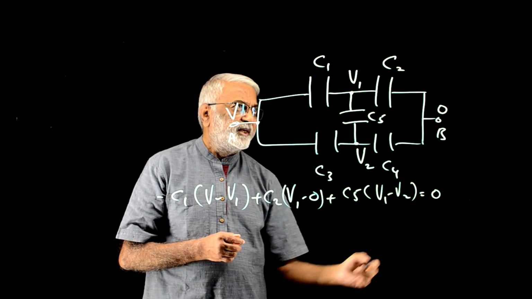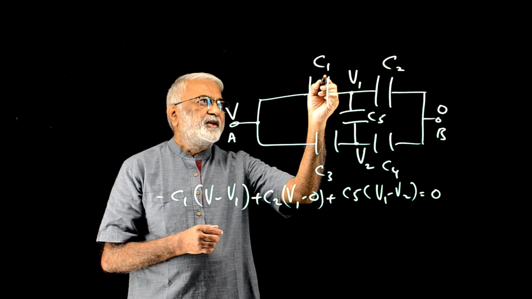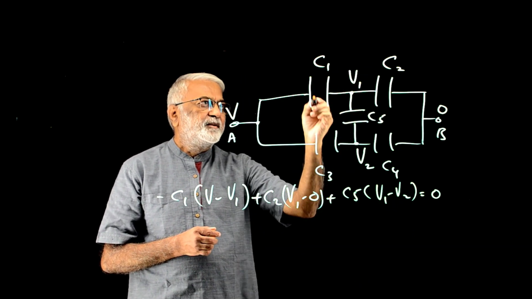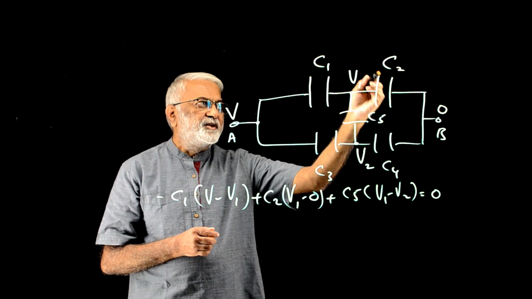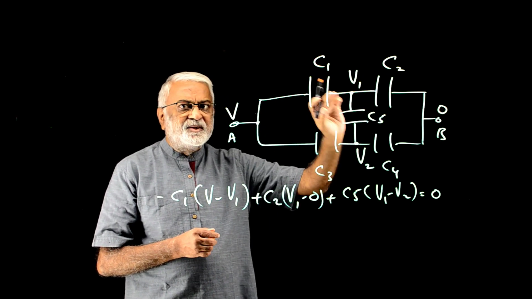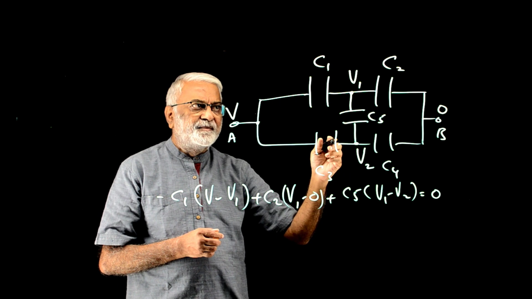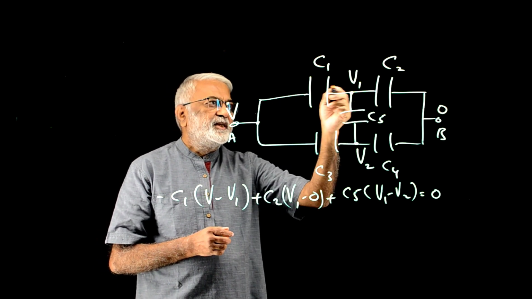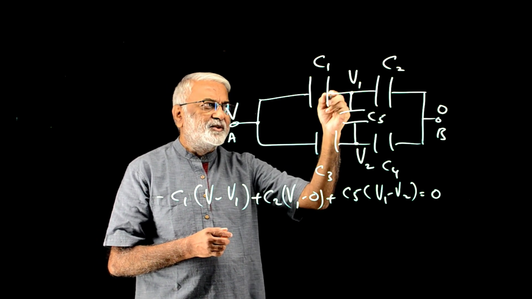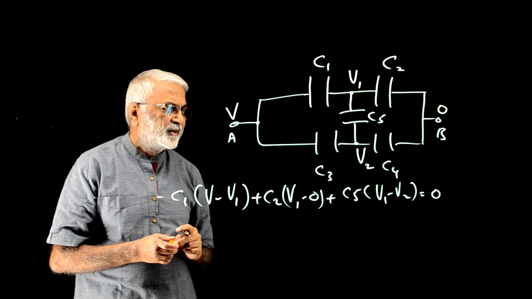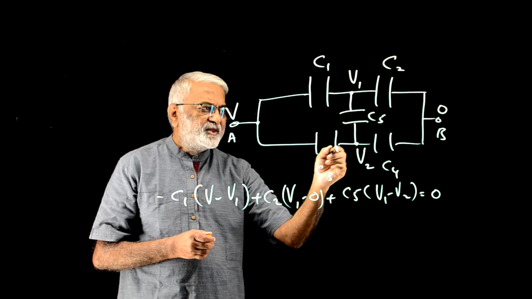This should add up to 0, right? Because if you consider a small boundary around these three conductors, there is no flow of charge into that boundary from outside. So the charge on these three plates is all induced charge, so the sum total would be 0. We could do something similar for this junction.